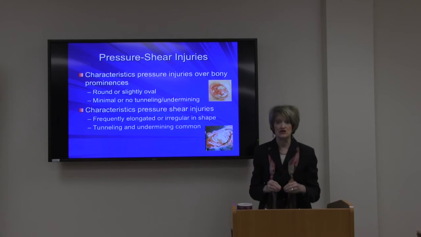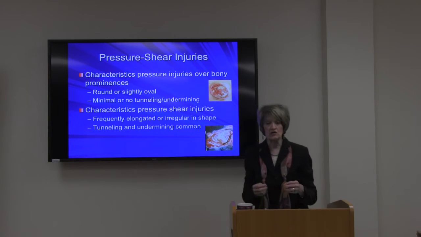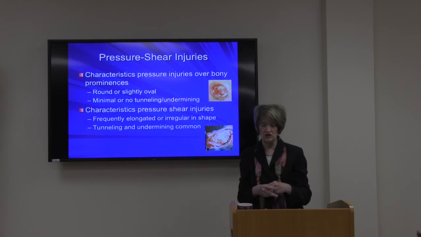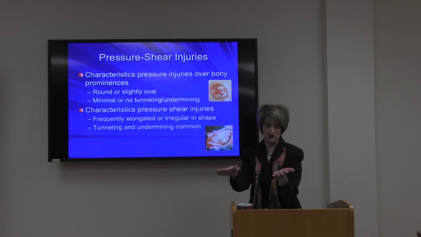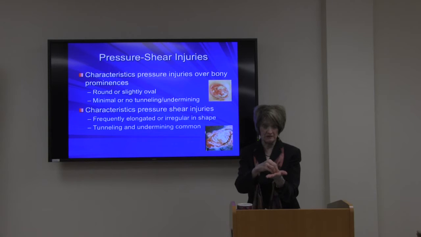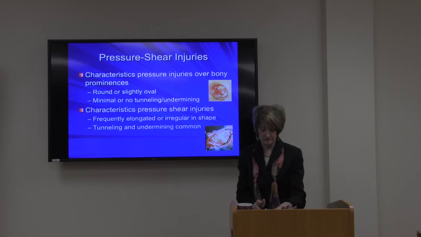Now, if you have a combination of pressure and shear, you can have an elongated wound, you can have a wound with irregular edges. It's very common to see tunneling and undermining. Why is that? Because while pressure is exerted evenly, shear can create damage in any direction because shear involves distortion or total compression or tearing of the blood vessel. When you get that, you can get tissue damage that occurs wherever that vessel supplied the tissues. We'll come back to that.